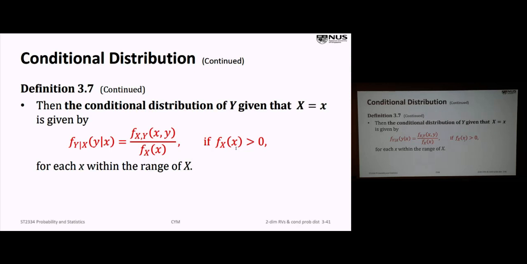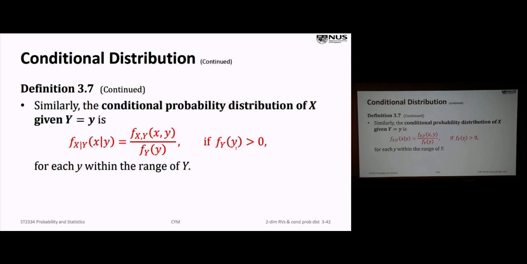That's the conditional PDF of Y given X, and you can get the conditional density or mass function of X given Y using the analog you might expect. The joint density function of X and Y is on top, and of course instead of dividing by f_X of x, we divide by f_Y of y, because we condition on y. Again, this is only defined whenever the density function in the denominator is positive.